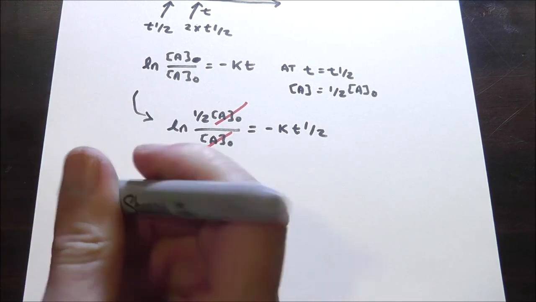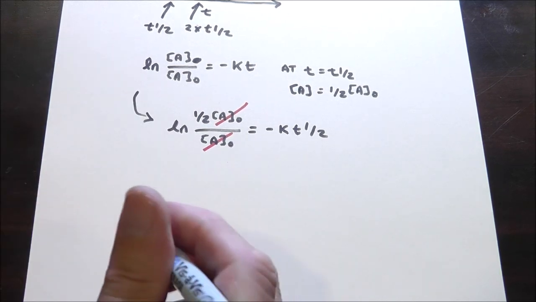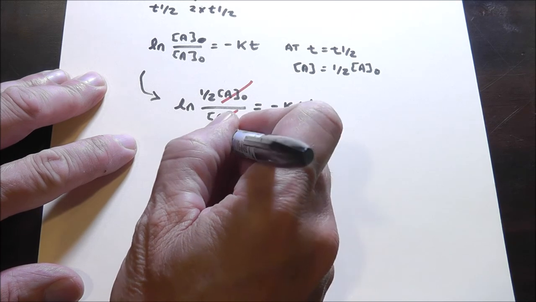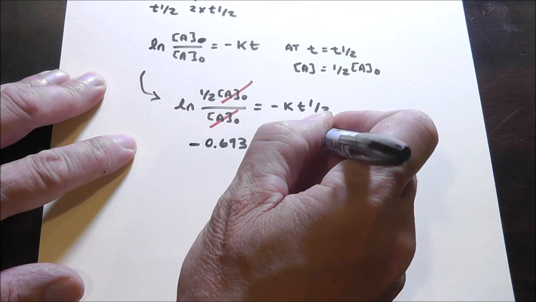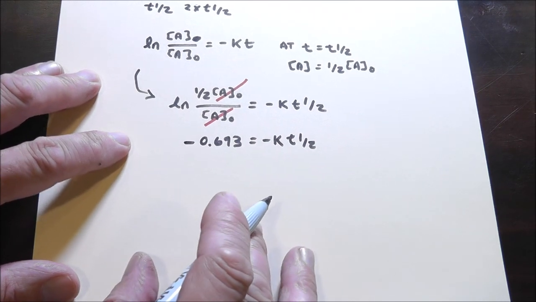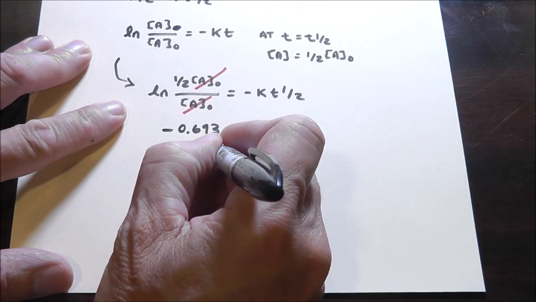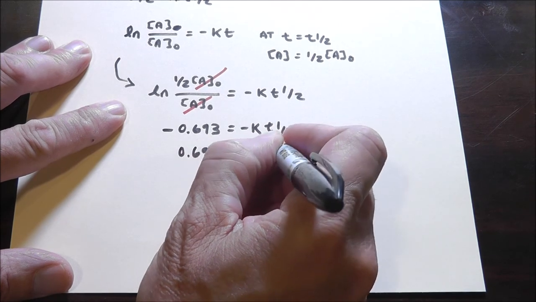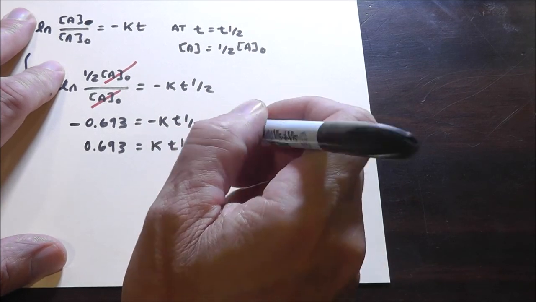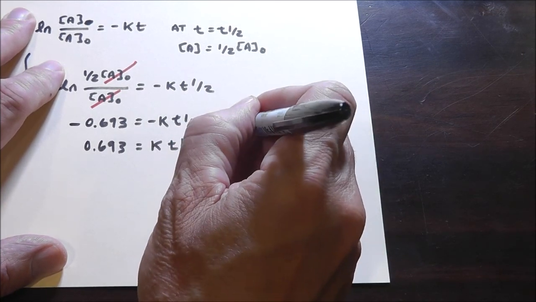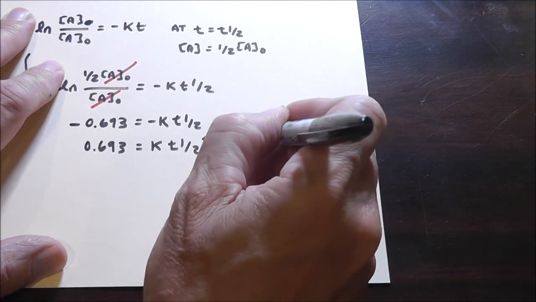So we have a new relationship here, and that is minus 0.693 on the left equals minus k times t1/2. Now why don't we just go ahead and get rid of the negatives, because there's a double negative, and so that would be 0.693 equals k times t1/2. k is your rate constant. That hasn't changed. So you've got two nifty little relationships born out of this, and that is k, if we solve for it, equals 0.693 over t1/2.